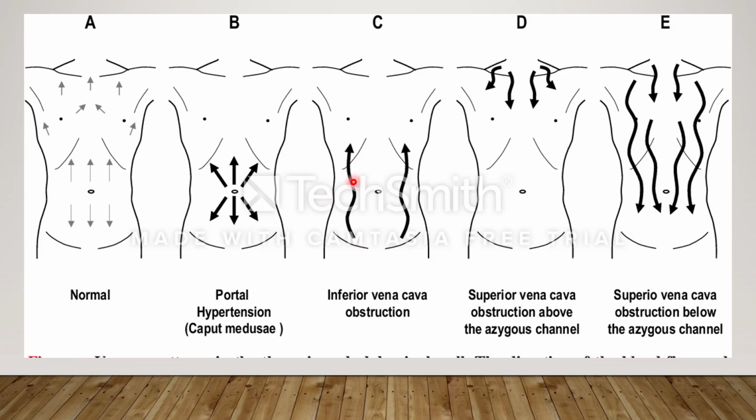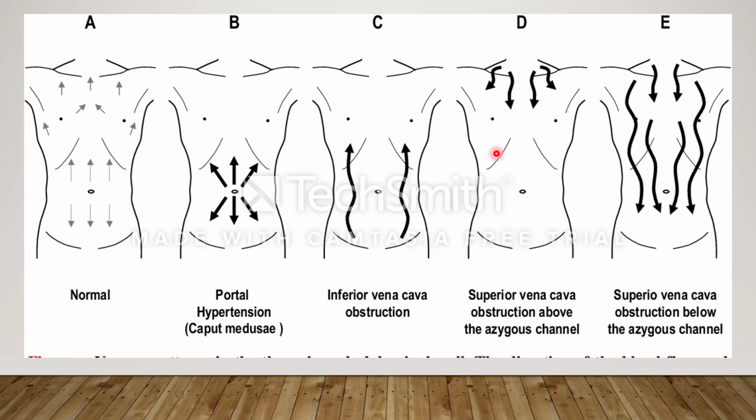So all venous drainage below the umbilicus, or in the lower part of the body, will be drained into the superior vena cava. It will cross the watershed line. It will break this line, and all the venous drainage from the lower part of the body will be drained into the superior vena cava. But in superior vena cava obstruction, if it is blocked, all the venous drainage from above the umbilicus, or from the upper part of the body, will be drained into the inferior vena cava.